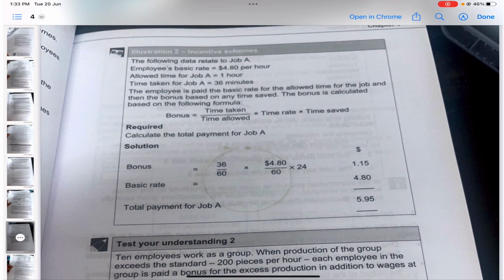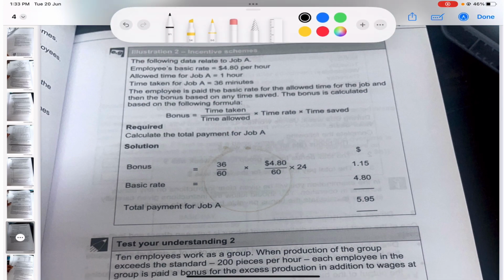Now we have another illustration on incentive schemes. The following data relates to job A. Employee's basic rate is 4.80 per hour. Allowed time is 1 hour. Time taken for job A is 36 minutes. The employee is paid the basic rate for the allowed time for the job, and then bonus paid on any time saved. Calculate the total payment for job A.